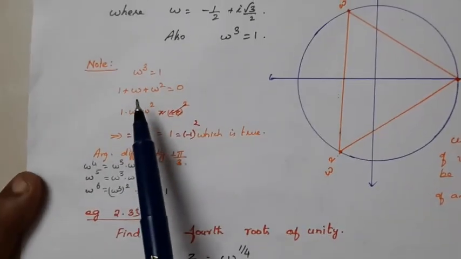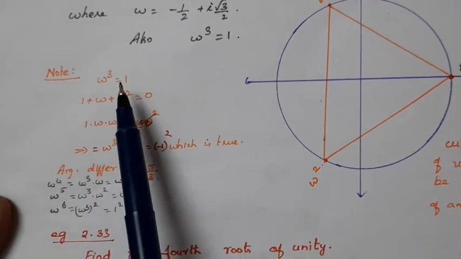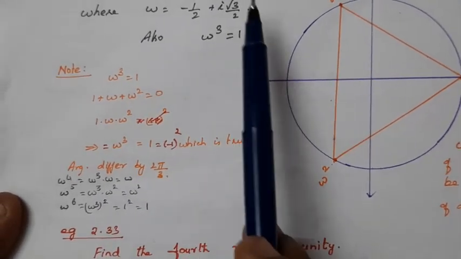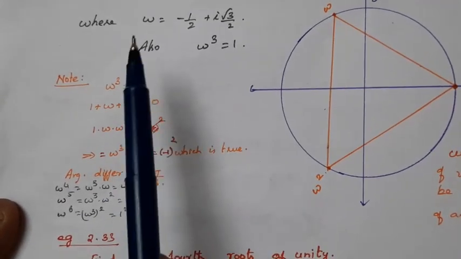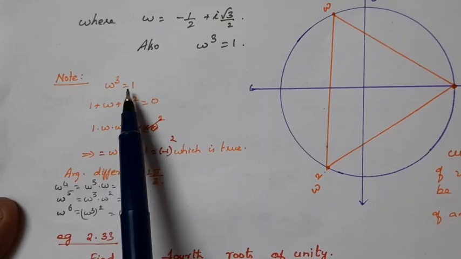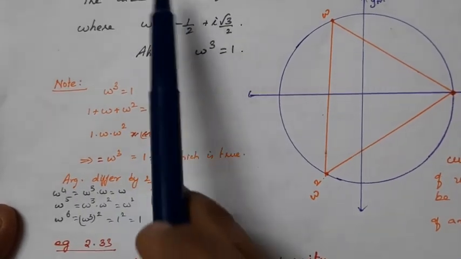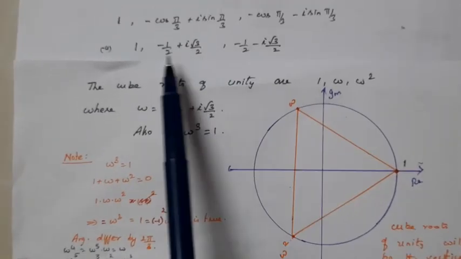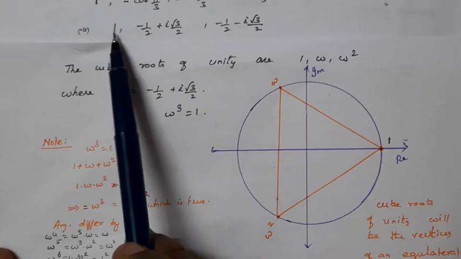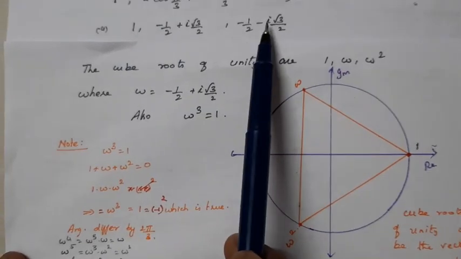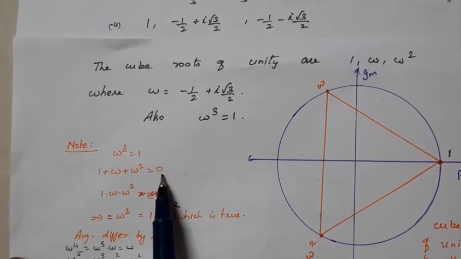And also we can see that all the properties of nth roots of unity are satisfied here. For cube roots of unity, omega power n is equal to 1 there; here omega cube is equal to 1. And if you add 1 plus omega plus omega squared, what happens? Everything will get cancelled, because minus half and minus half become minus 1, and 1 and minus 1 get cancelled, and these two get cancelled. So the sum of the cube roots of unity will be equal to 0.